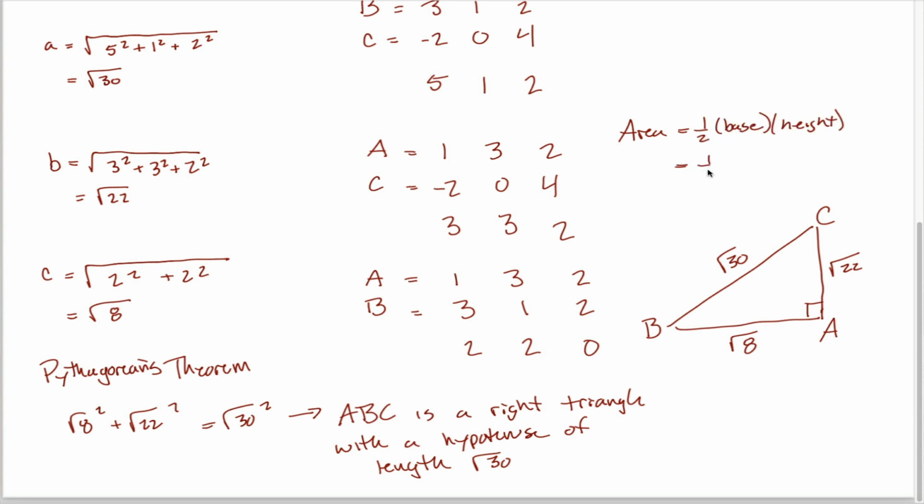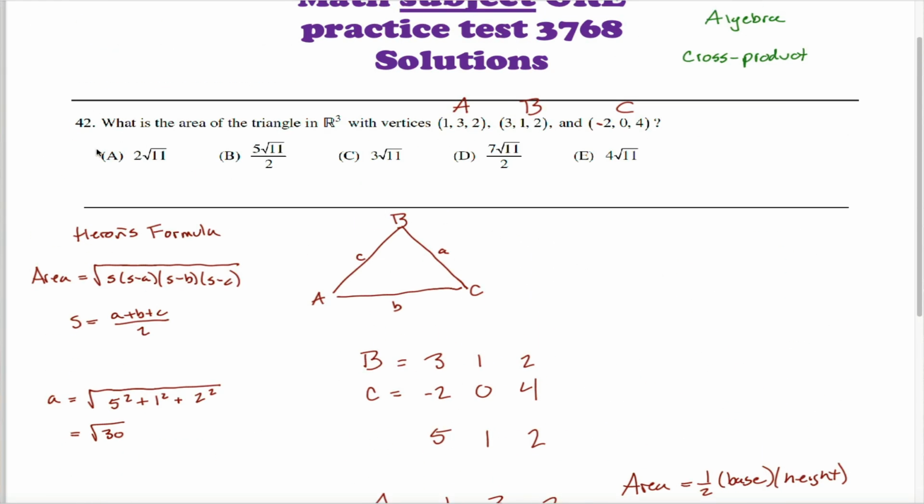So in this case, it's 1/2 root 8 times root 22. Let's see, root 8 is 2 root 2. So 1/2 times 2 root 2 is just root 2. Root 2 times root 22 is root 44. In other words, root 4 times root 11. In other words, 2 times root 11. The answer to this question is A.